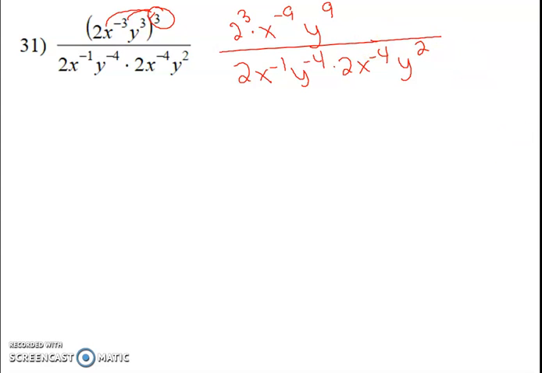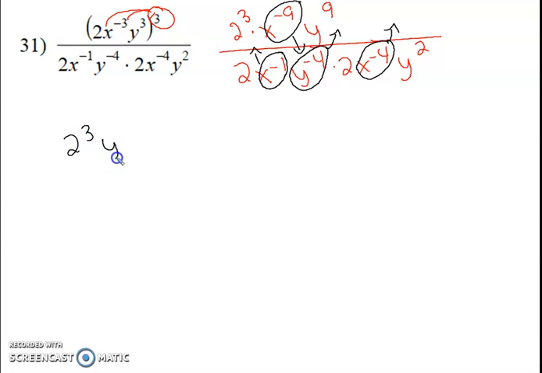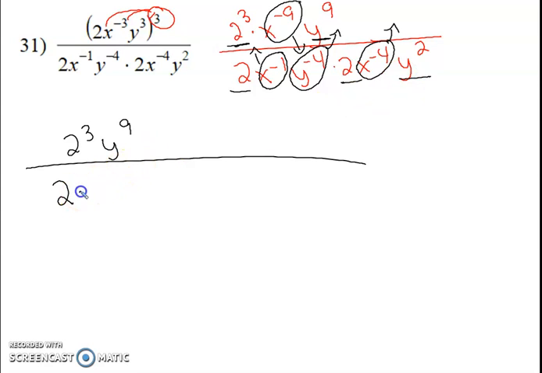Now, I don't have any 0 exponents, but I do have some negatives. This can go down. Remember, this is just x to the 1 going up, not the coefficient. Just the thing raised to the exponent is going up or down. So I've got 2 to the 3rd, y to the 9th both staying up top. On the bottom, I have 2 and y squared staying on there.